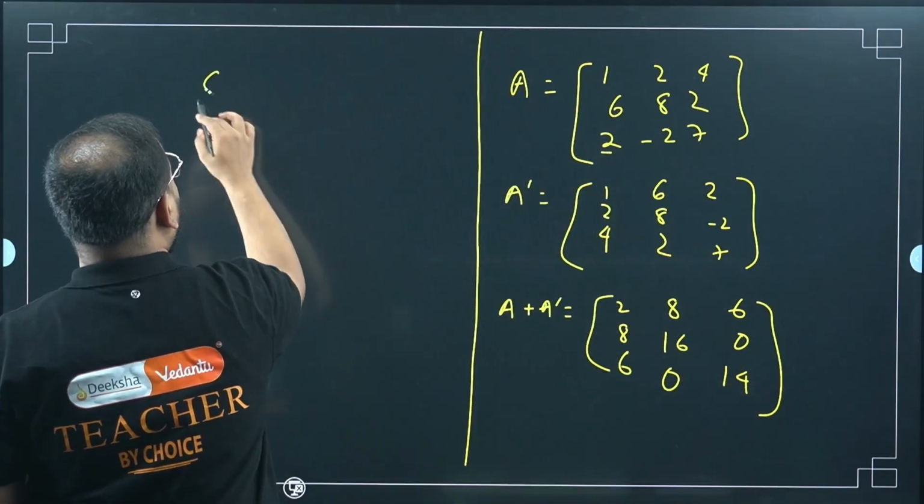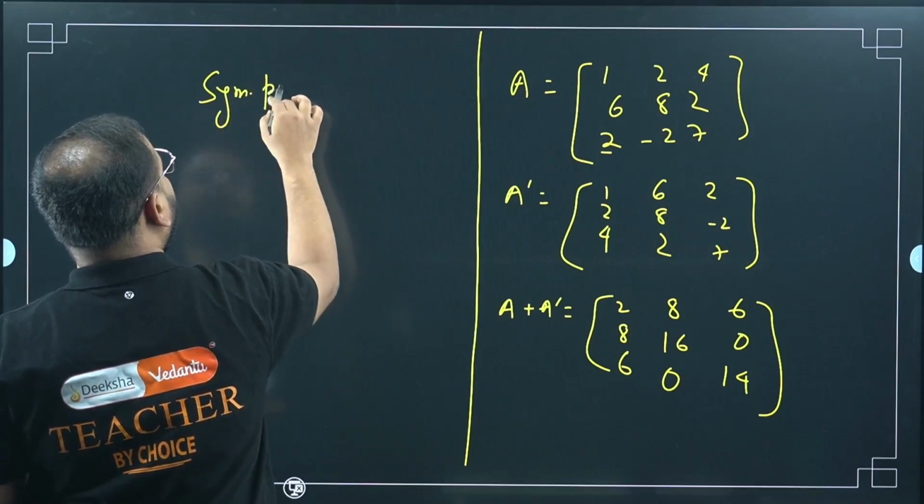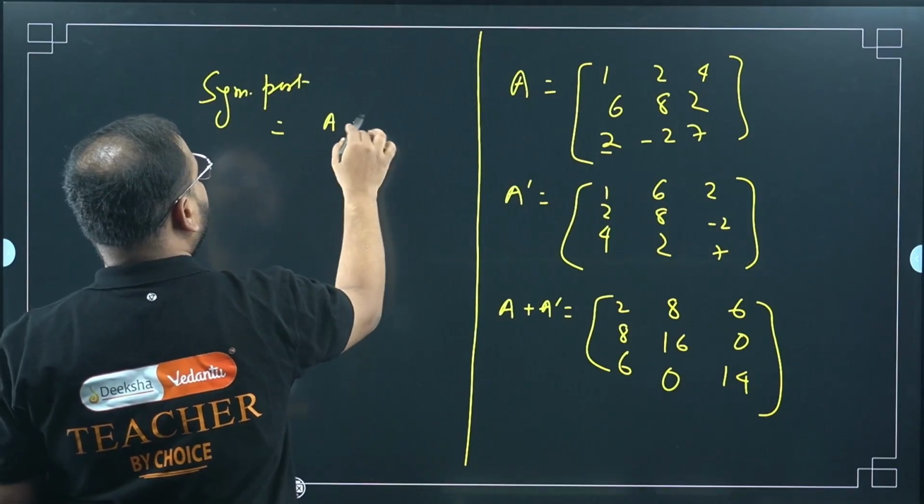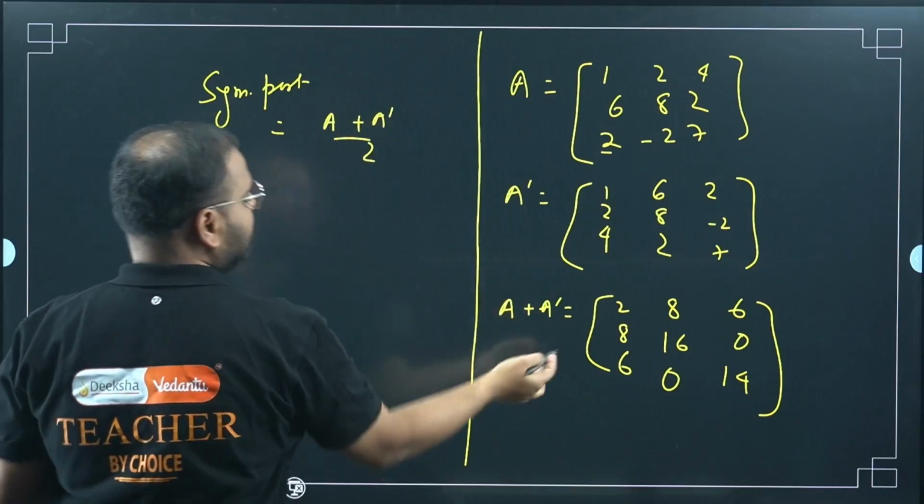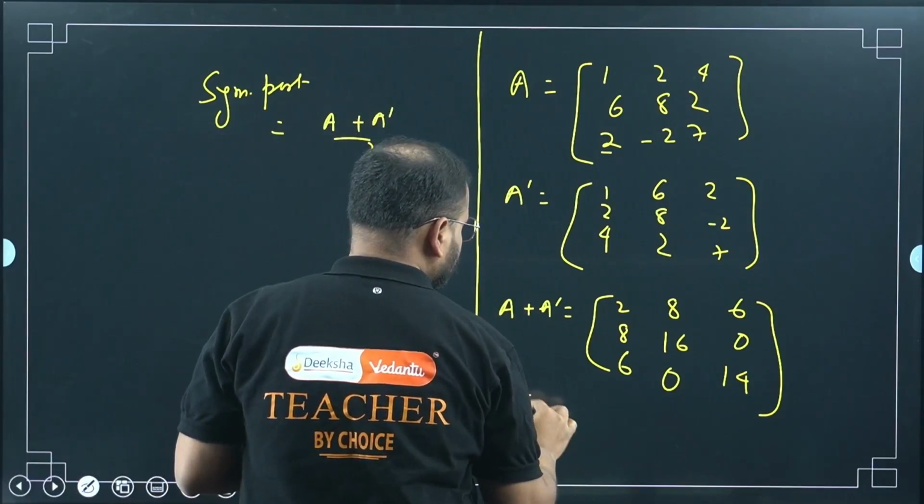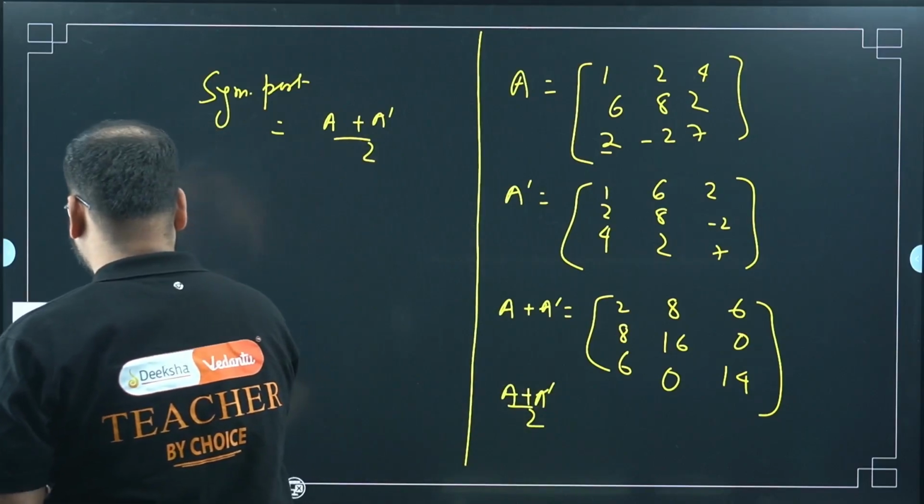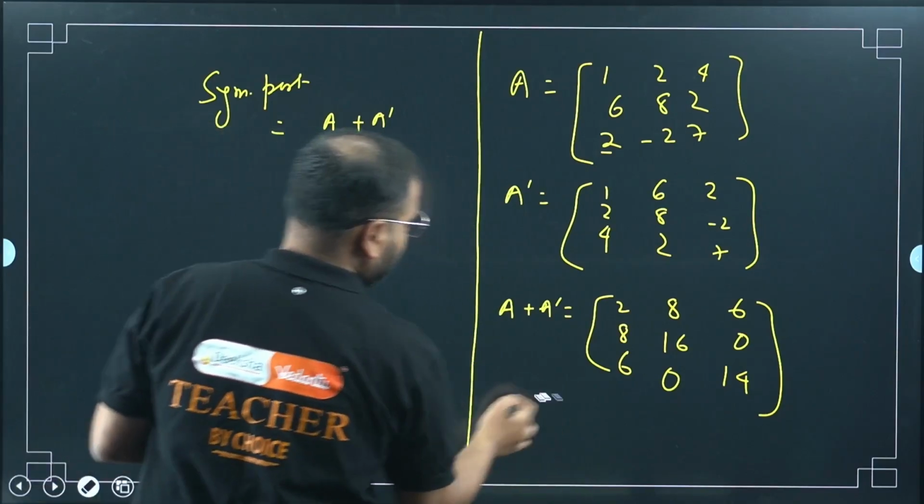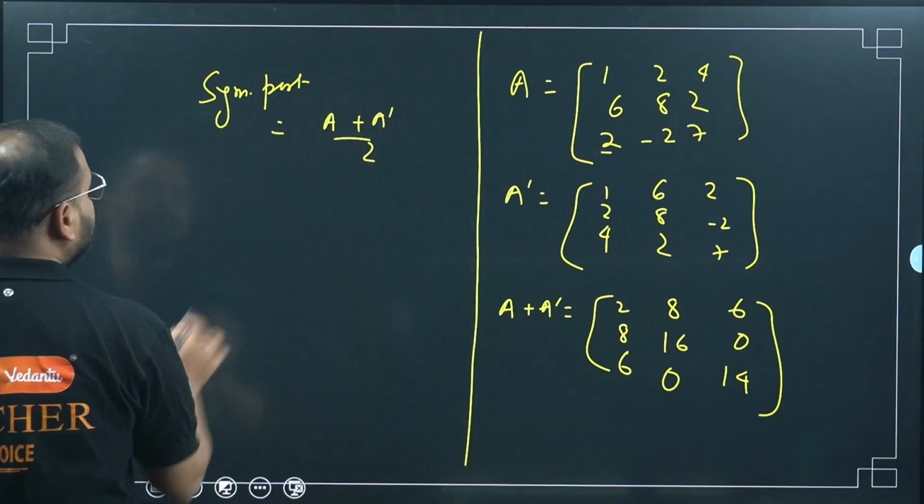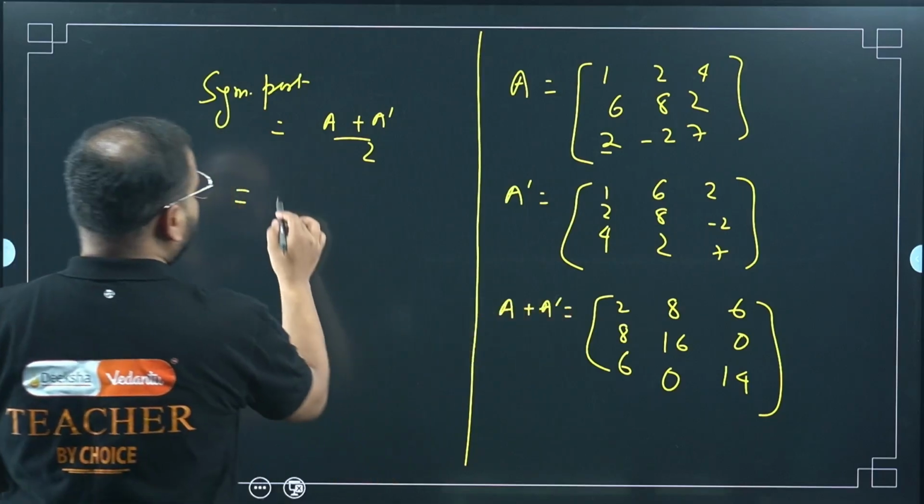We need to find the symmetric part, which is nothing but A plus A transpose by 2. So divide everything by 2 here. Find it, please. A plus A transpose by 2. Can we do it here? Not enough space, sir. So let's do it on this side only. How will this look? So divide everything by 2.